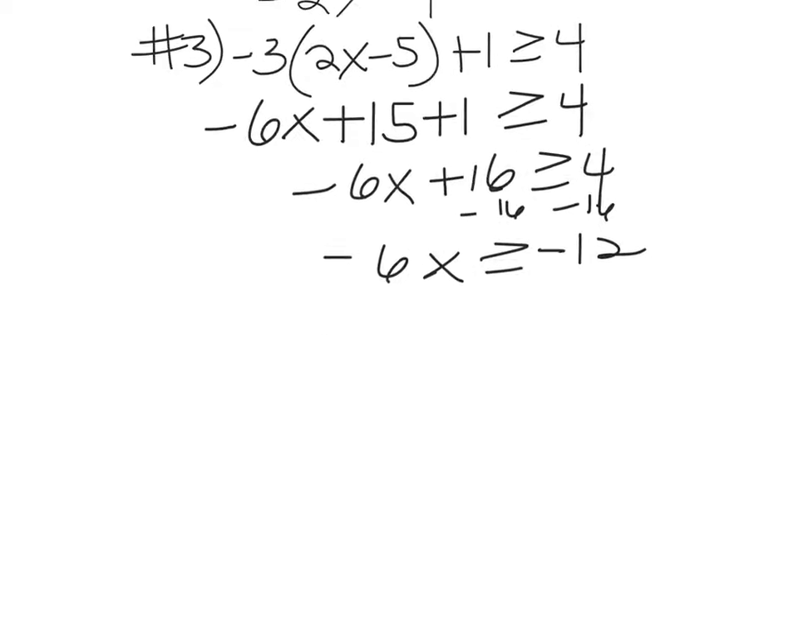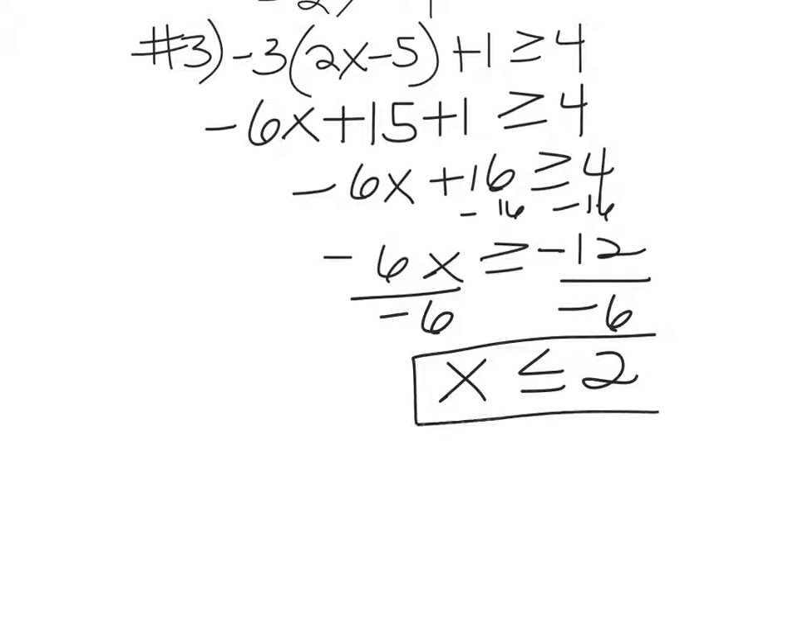Here we go. Divide by -6. It doesn't matter that 12 is negative, but it matters that I'm dividing by a negative number. So when I do that, I need to flip the sign. When I get x is less than or equal to 2, put a little box around it. And then your book is asking you in your homework to graph these. So I would go to 2, and x is less than or equal to 2.